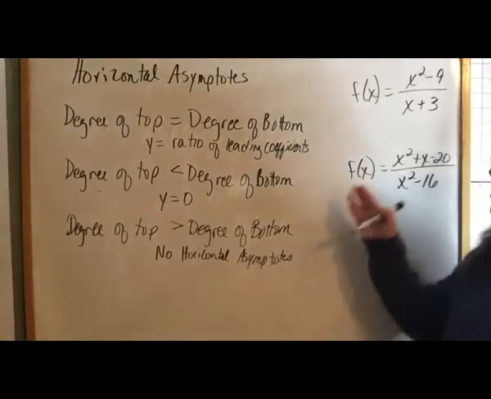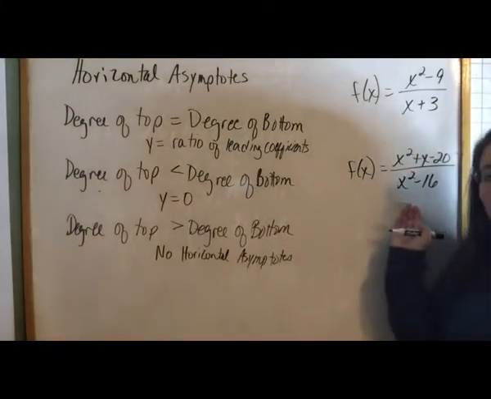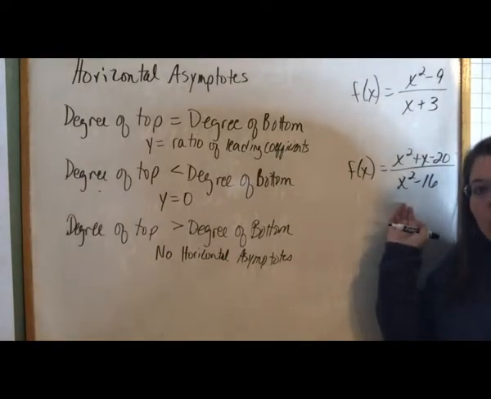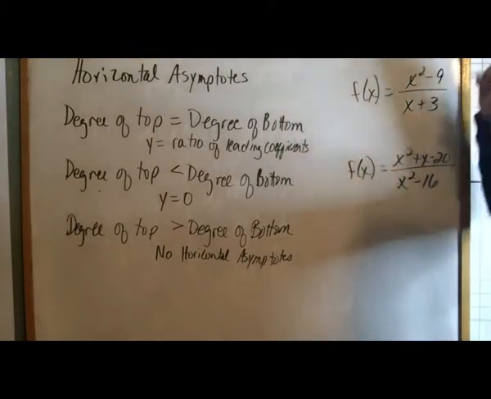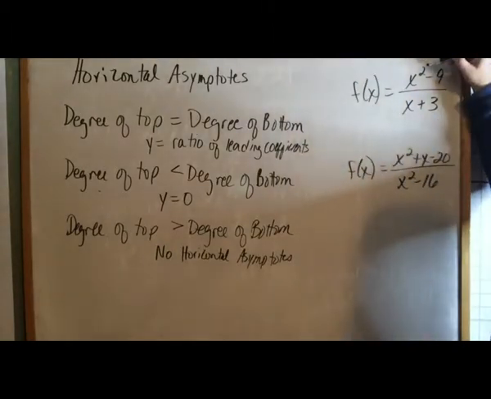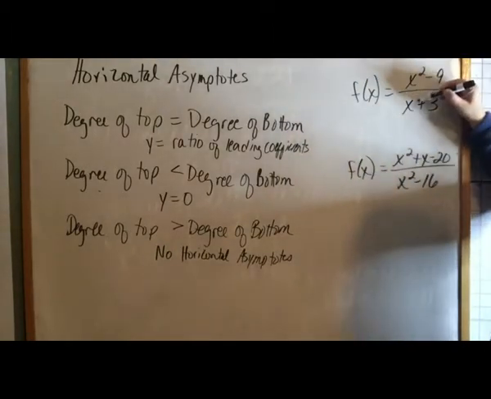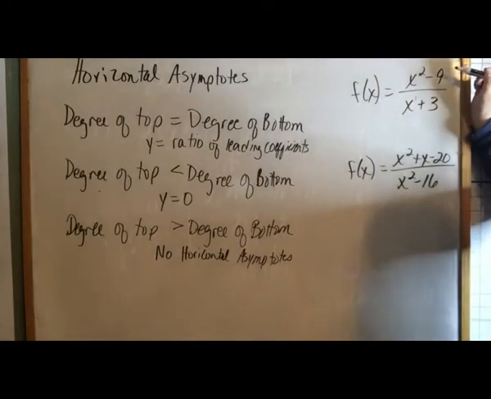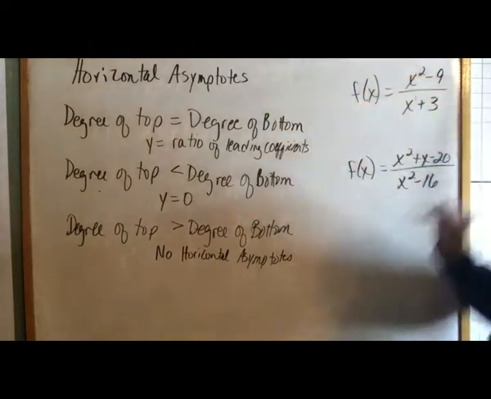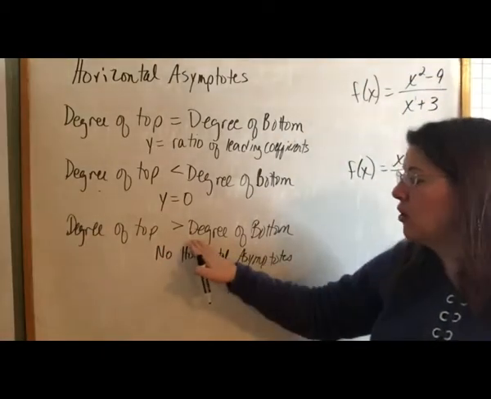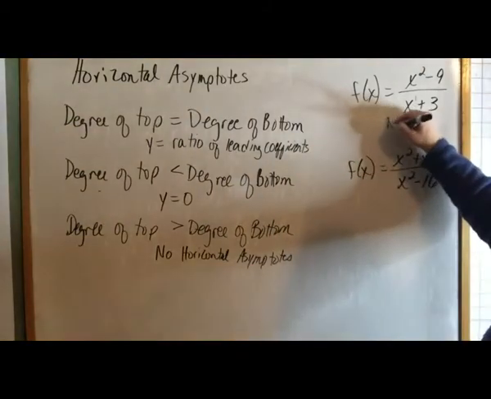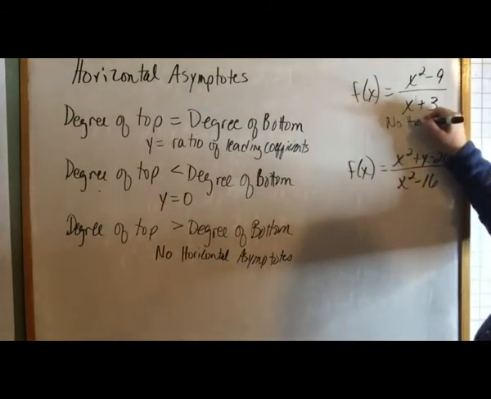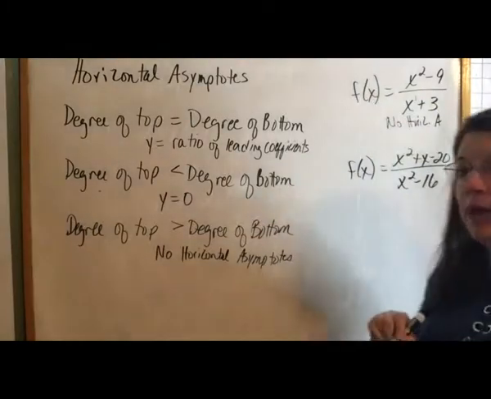So I've got up here the same examples that we did vertical asymptotes and holes with. So I want to look at these same examples. I'm looking at the first one. The degree of the top is 2. The degree of the bottom is understood to be a 1. So the degree of the top is greater than the degree of the bottom. So for that one, if the top degree is larger than the bottom degree, there are no horizontal asymptotes. So no horizontal asymptotes, okay?